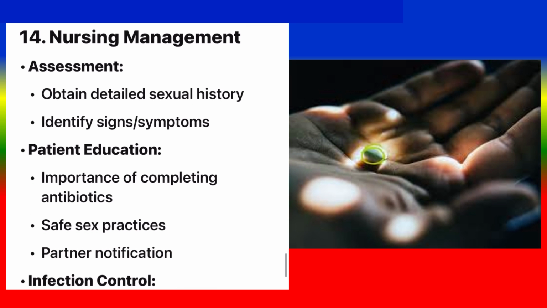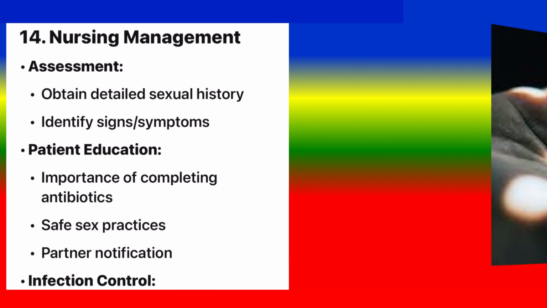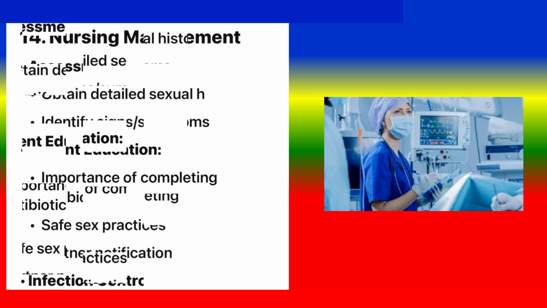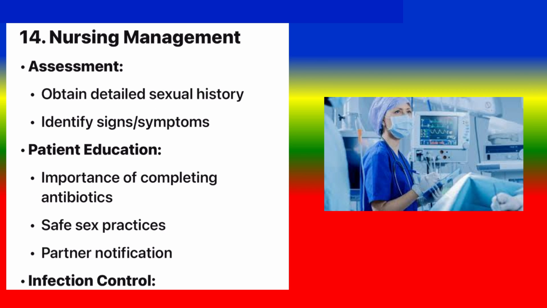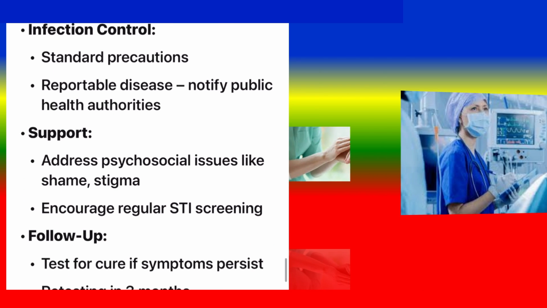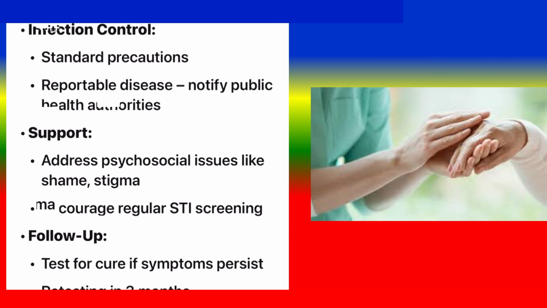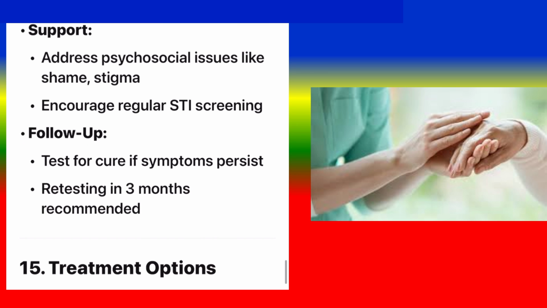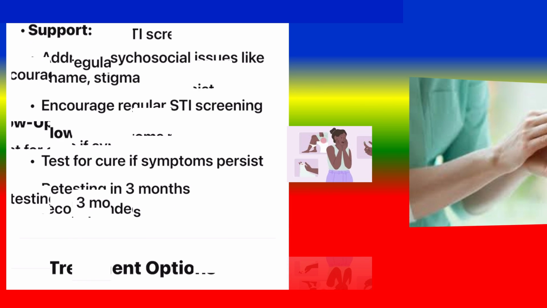14. Nursing management. Assessment: obtain detailed sexual history, identify signs and symptoms. Patient education: importance of completing antibiotics, safe sex practices, partner notification. Infection control: standard precautions, reportable disease, notify public health authorities. Support: address psychosocial issues like shame and stigma, encourage regular STI screening. Follow-up: test for cure if symptoms persist, retesting in 3 months recommended.